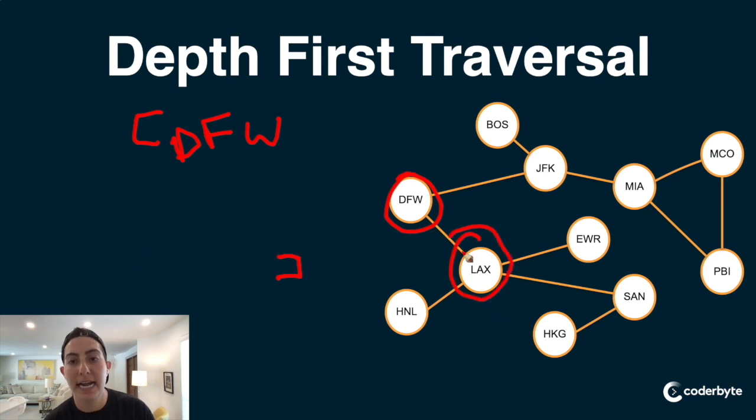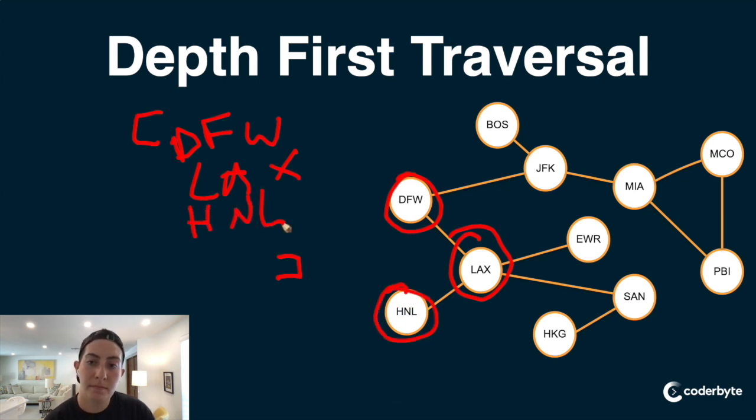So let's go to LAX, let's add LAX to the stack. And instead of going to JFK now, we are going to continue down these other branches deeply into the data structure. So let's go to Honolulu, right? Now, Honolulu is a leaf node. So what do we have to do? We have to backtrack, right? We have to go back up the branch until we have another branch to continue down. So Honolulu is done. We can pop that off the stack.